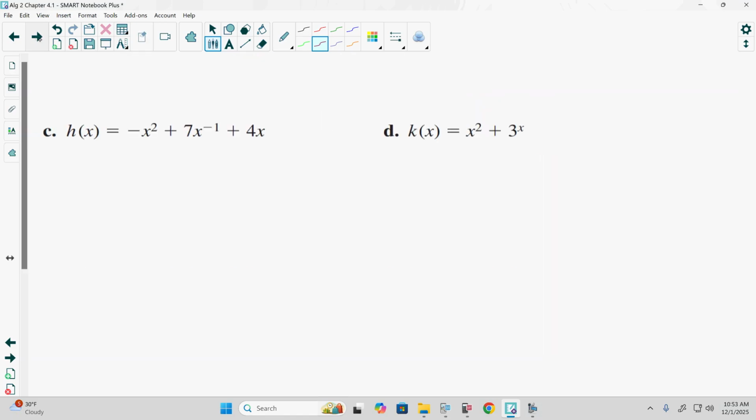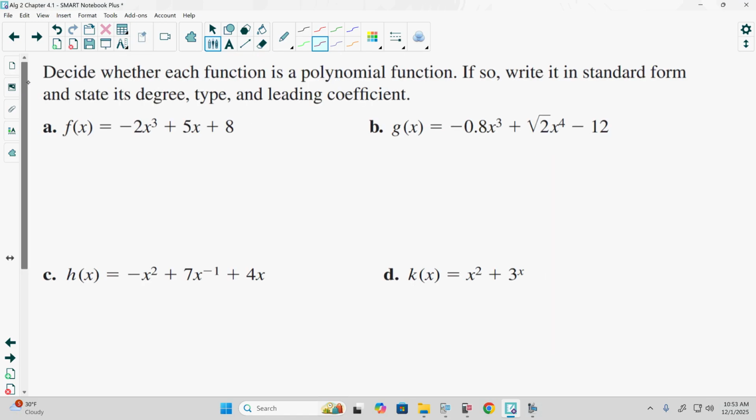All right. So these first few that we're going to look at, one, we want to determine whether or not it's a polynomial function. If it is a polynomial function, we want to make sure it's written in standard form, state its degree, type, and leading coefficient. So if we look at A, f of x equals negative 2x to the third plus 5x plus 8.